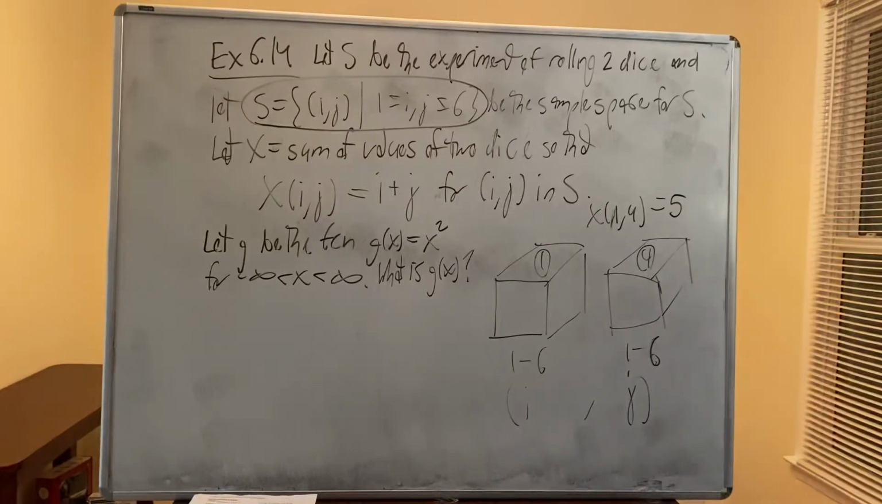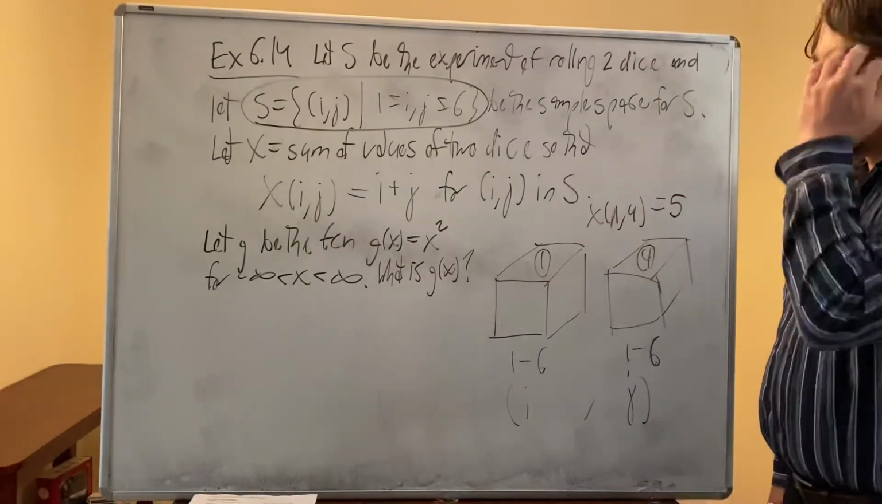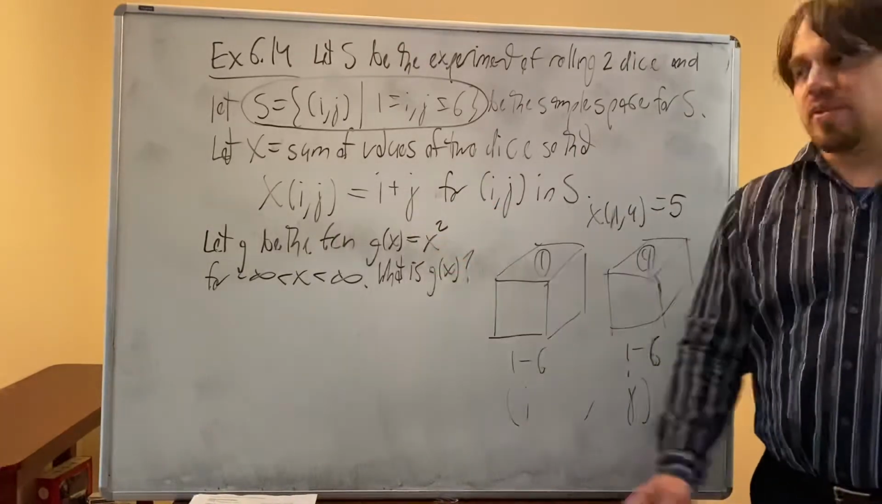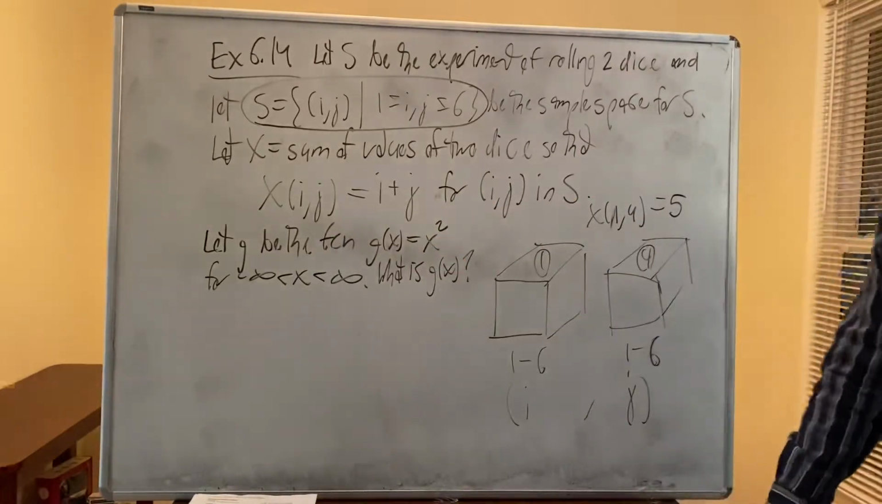So let g be the function g of x equals x squared for real number x. What is g of x? Okay, so g is a real valued function. So g of x is a real function. G is a real function where it takes a value of x, which is the sum of the two dice rolls, and it squares that number.